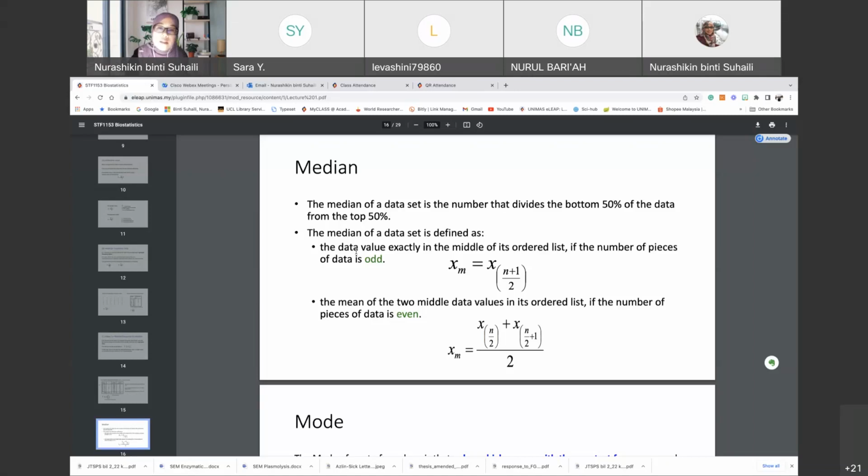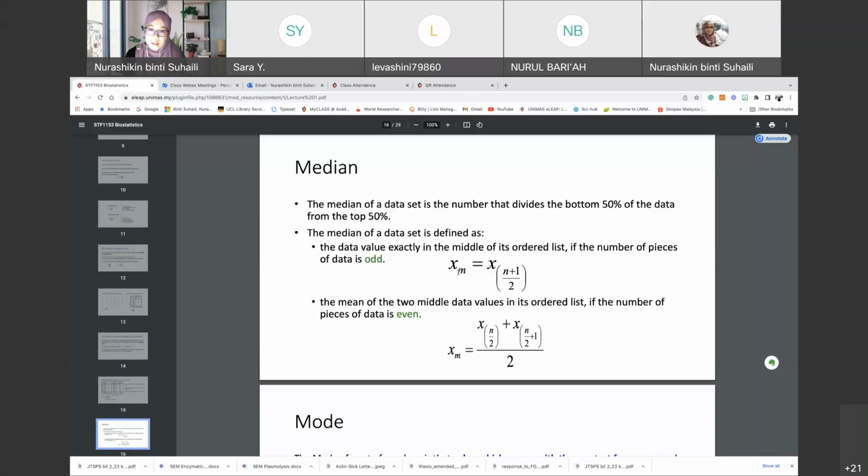So for an odd number of data, it is very simple. If you have 5 data points, of course the one that sits in the middle is the third one, isn't it? Like you have 1, 2, 3, 4, 5, so it's odd, and the middle is the third. But if you have 6, the ones in the middle are the 3rd and 4th.